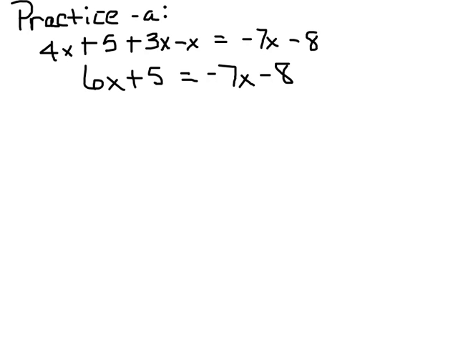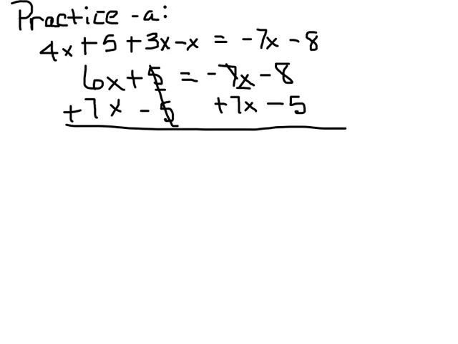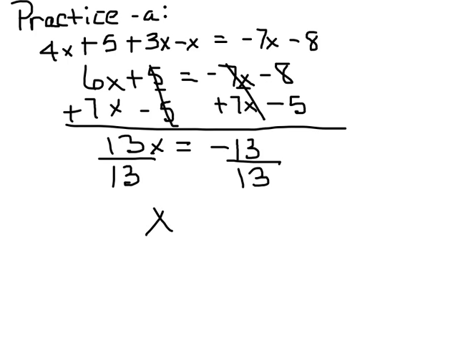Again, let's get rid of these 2 middle terms. So I would subtract 5 from both sides, and I would add 7x to both sides. Therefore, I have canceled this out and this out. 6 plus 7 is 13x equals negative 8 plus 5 is 13. And when I divide by 13, I find that x then is equal to negative 1.